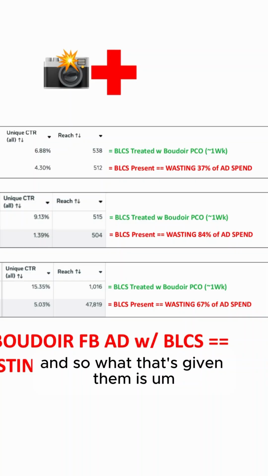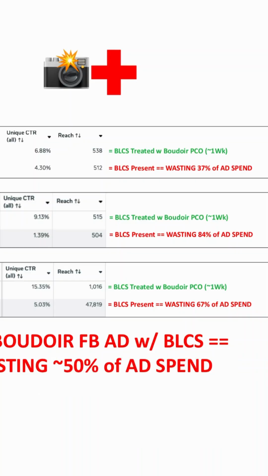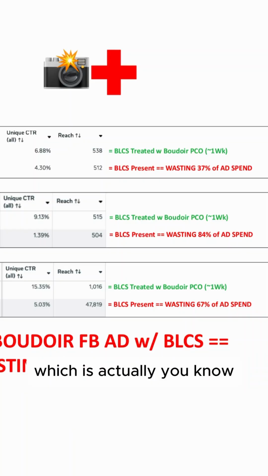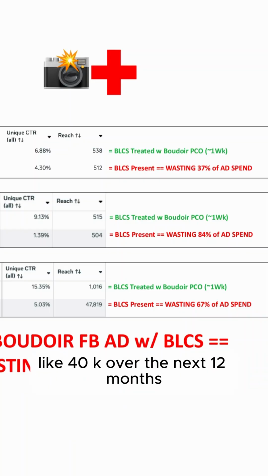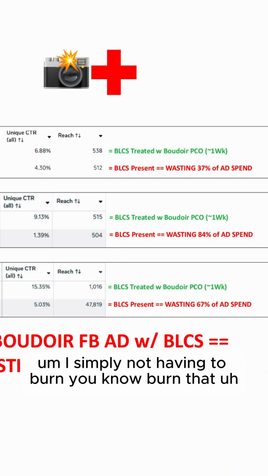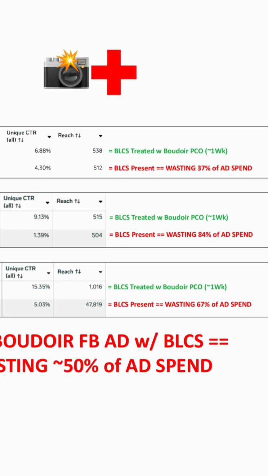And so that's giving them $3,700 a month, which is actually like 40K over the next 12 months, by simply not having to burn that cost.